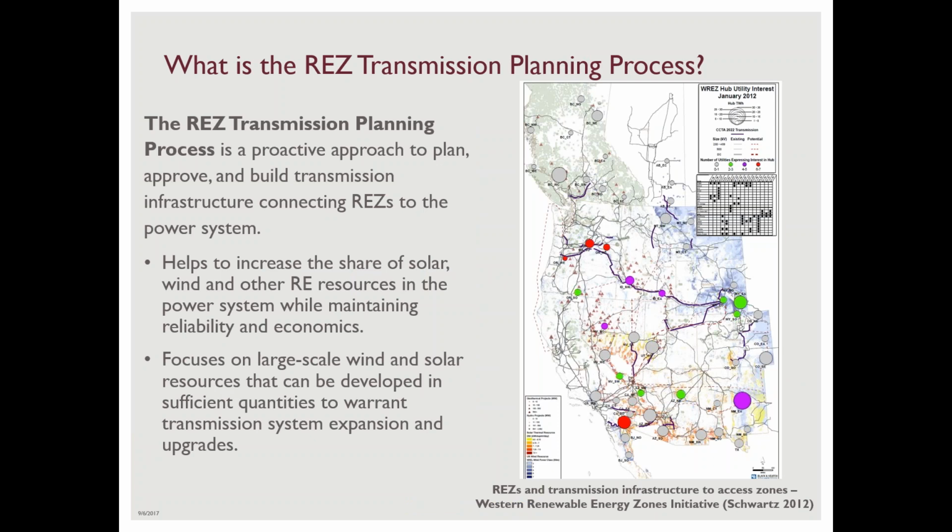So how do these zones tie into the actual REZ, or Renewable Energy Zones, transmission planning process? The REZ transmission planning process is really a proactive approach to plan, approve, and build transmission infrastructure, connecting these renewable energy zones to the power system. The REZ process really helps to increase the share of solar, wind, and other renewable energy resources in the power system, while maintaining reliability and economics as we scale up renewable energy resources. The REZ process also helps to focus on large-scale wind and solar resources that can be developed in sufficient quantities to really warrant transmission system expansion and any upgrades that are necessary.